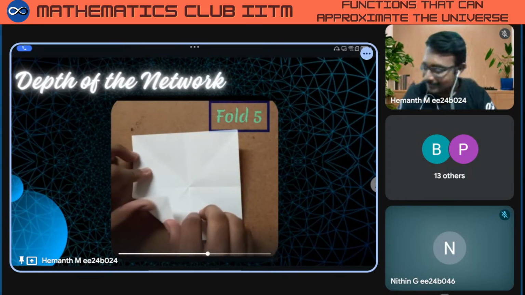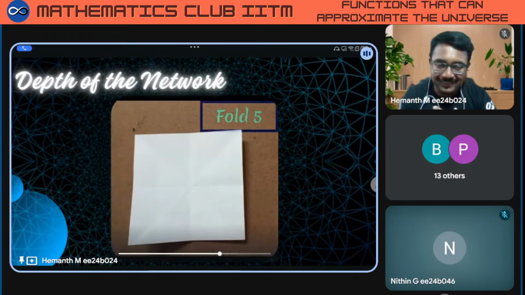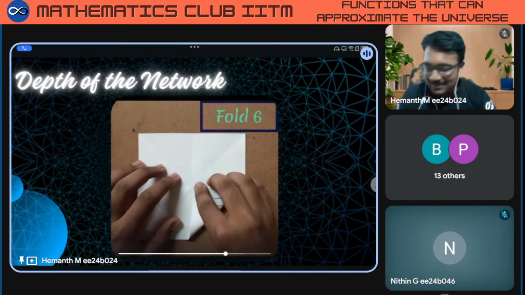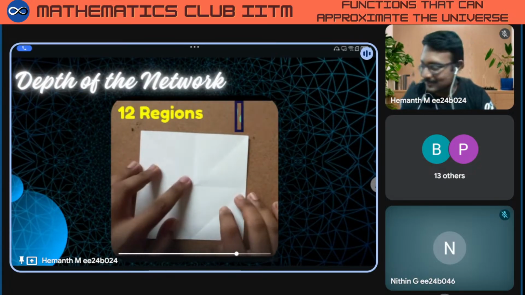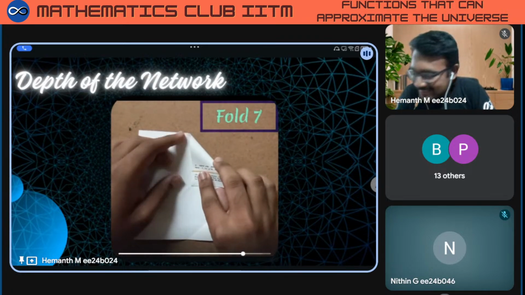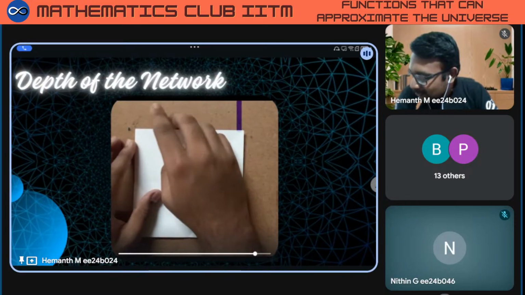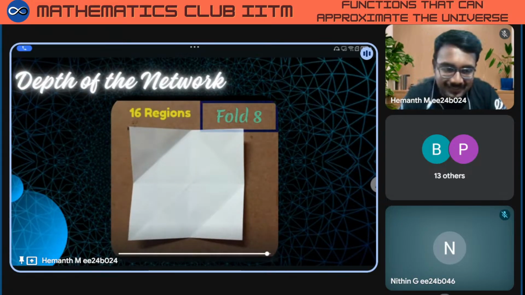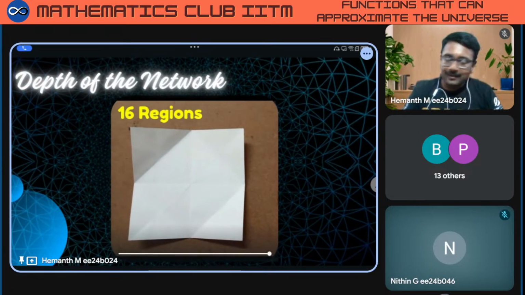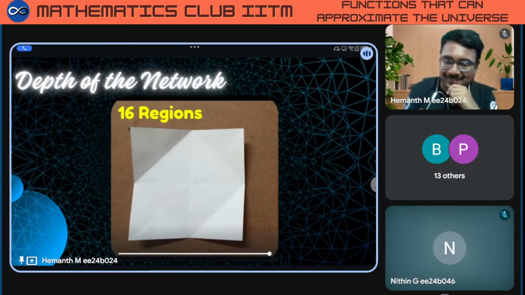So you can just visualize this process, and this is a very simple thing, and the reason why I kept this is because this is very intuitive. This gives you an intuitive answer for what we are trying to discuss now. So just try to think how this is related to what we are discussing. After the seventh fold we have 14 regions, and after the eighth fold we have 16 regions. So you can see those 16 regions, right? Like you have four boxes, and in each of those boxes you have a cross with four such triangles.